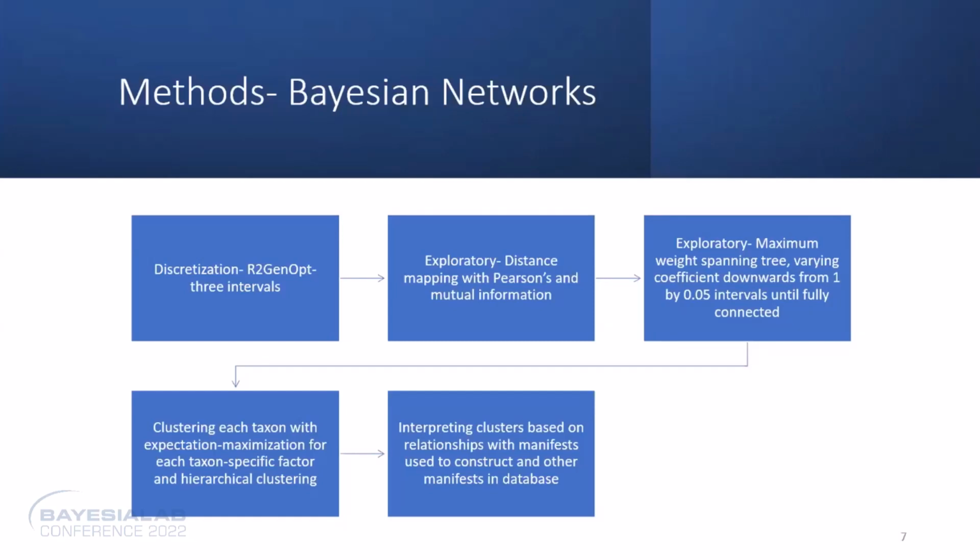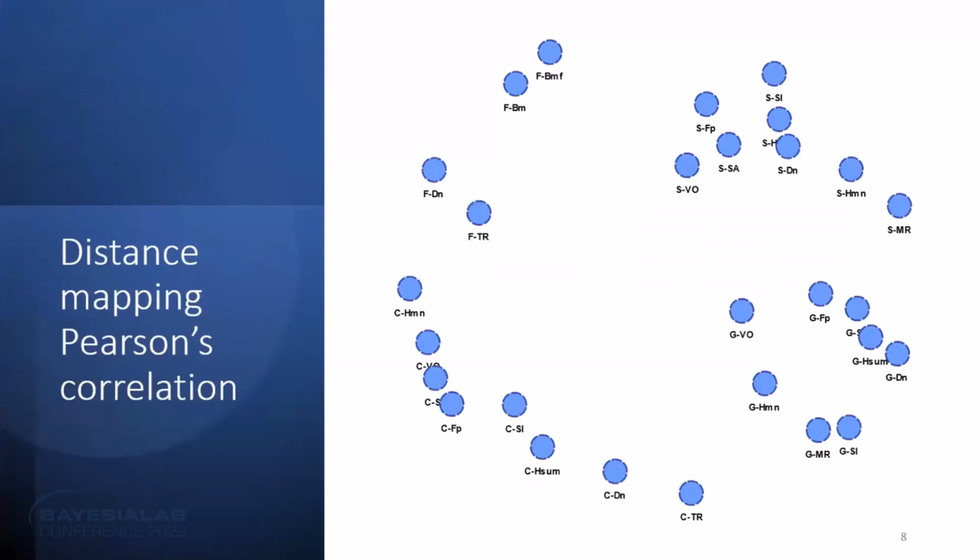And then we started the clustering, where we clustered each taxon with expectation maximization, and then we did a hierarchical clustering of the clusters that resulted from that. And then we interpreted our clusters based on relationships with manifests, which are the observed coral reef variables and fish variables that were used to construct the clusters. And we also compared them to other manifests in the database that weren't used to construct clusters for interpretation.